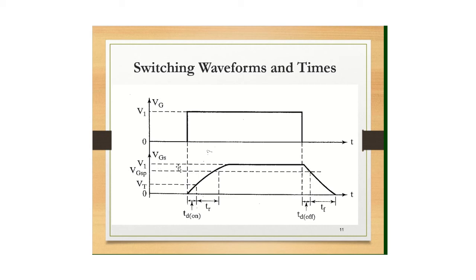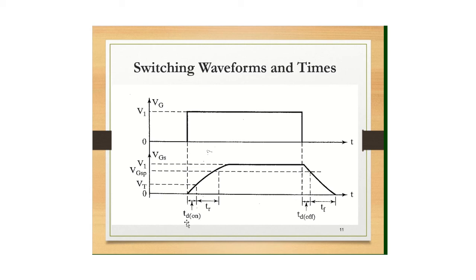All right, so let's understand. Turn on is a summation of the turn on delay plus rise time. So what is this turn on delay time? It is the time required to charge the input capacitance to the threshold voltage level. VT is our threshold voltage. So VGS should be greater than VT. Only then will a channel get formed and there will be some path for the current to flow.